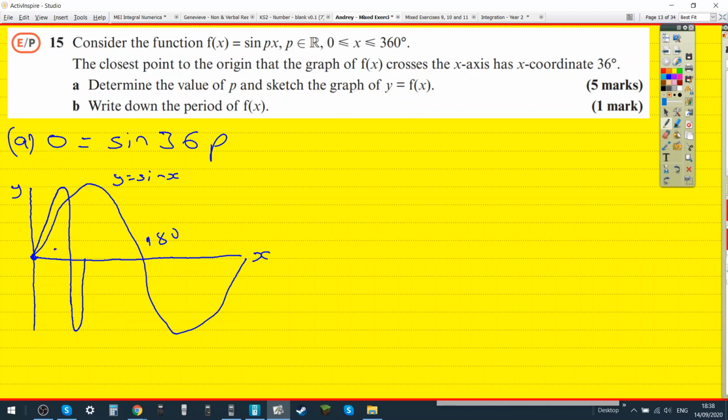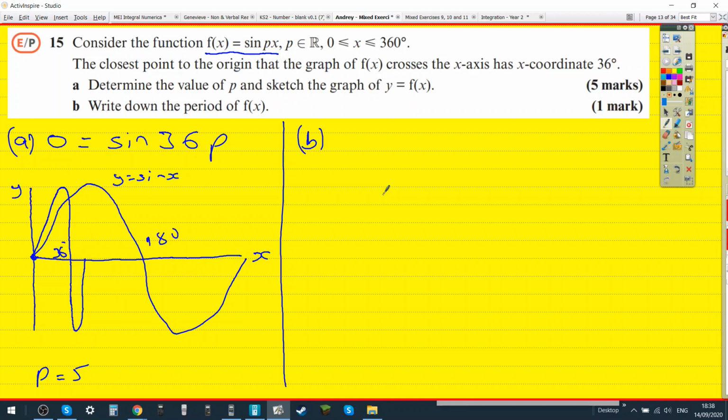So we've got 36. So 36 times what gives you 180? Five. Yeah, P is 5. There's no way around it. But if you're given lots of solutions, you don't know which one to pick. That's the one.